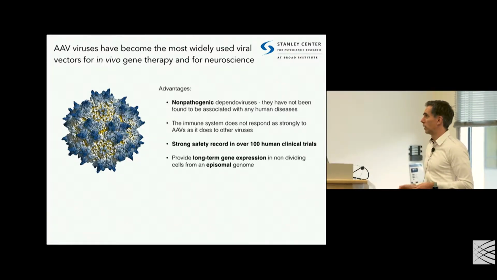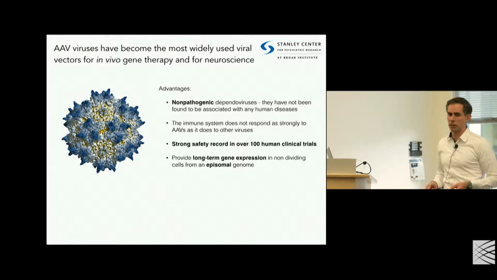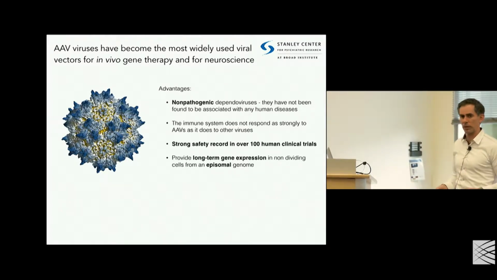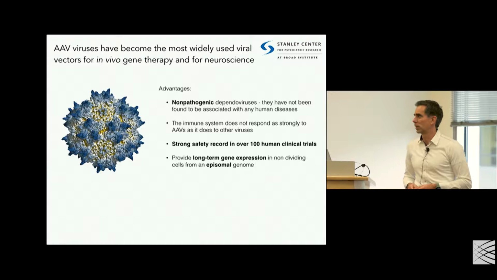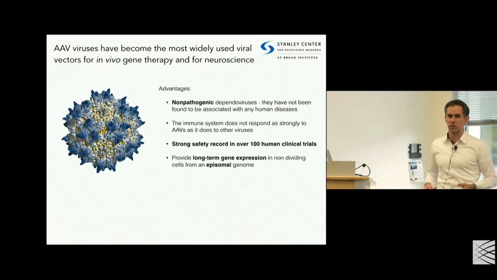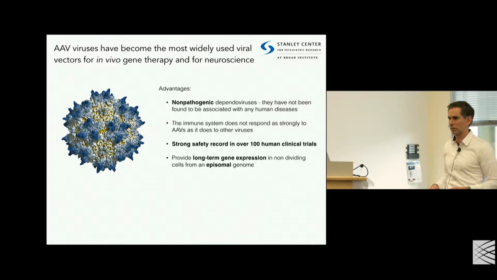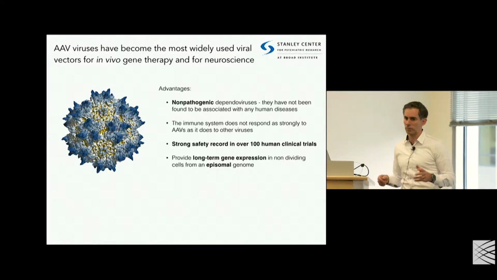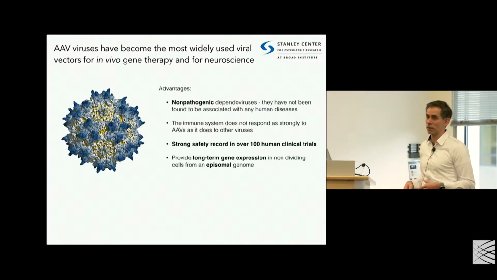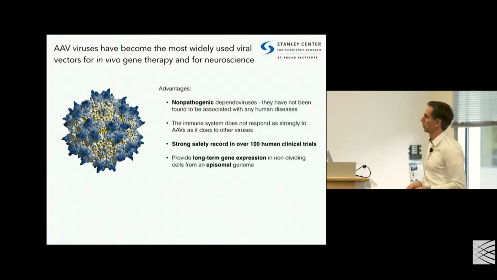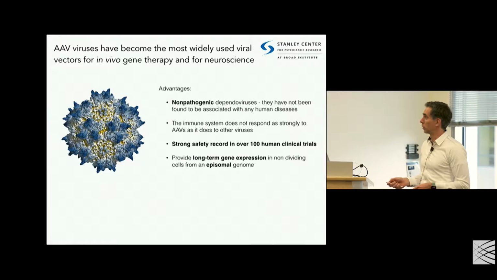And AAVs have now been used in well over 100 clinical trials, and for the most part, they've proven to be pretty safe. Not always very effective, but usually pretty safe. Another advantage of these viruses is that they can provide long-term gene expression. So if you deliver them to a terminally differentiated cell type, they can persist for presumably decades. There's actually evidence from both humans and some large animal models of expression for over 10 years. And they do this all not by integrating into the genome, but by forming a stable episomal genome in the cell.